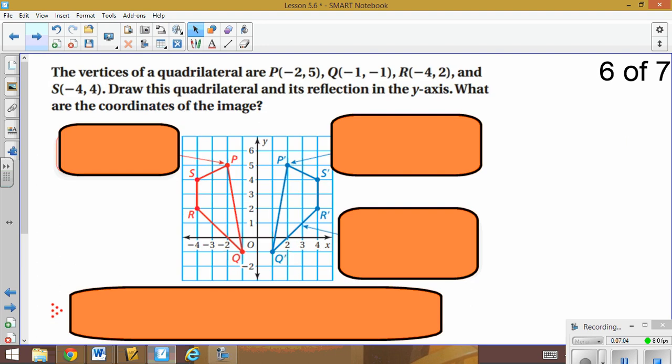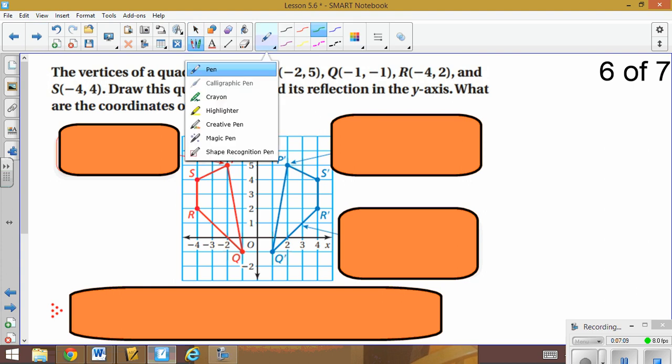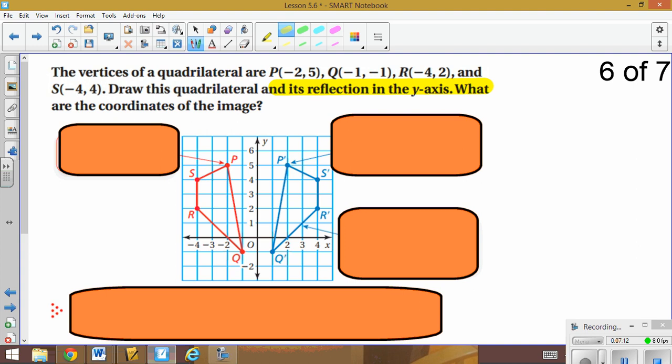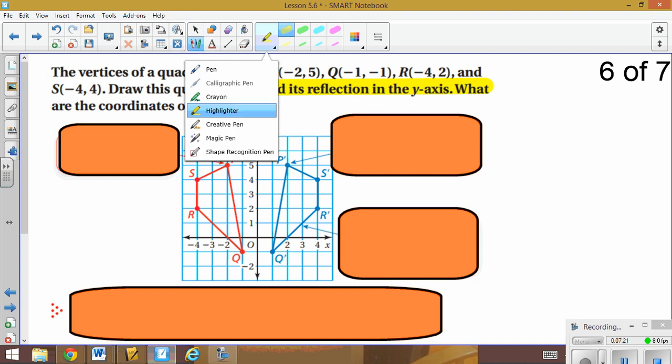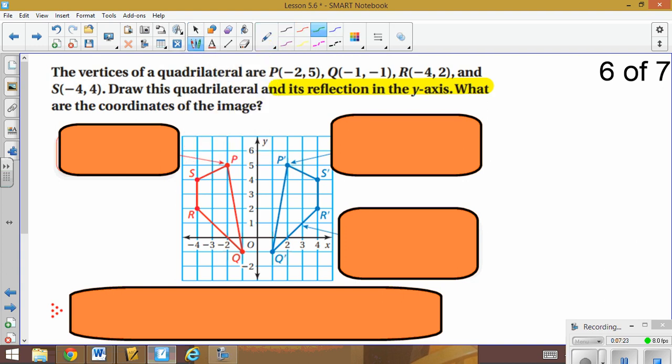All right, slide 6 of 7. Pretty much the same things going on here, except if you notice the instructions, we are now reflecting on the y-axis. So instead of going top to bottom, we're going left to right. What we're going to look at here today, we have the original P, Q, and R, which this shape is my original. I know that because the points are just Q, R, S, and P. And I know this shape here is the image because the points contain the prime.